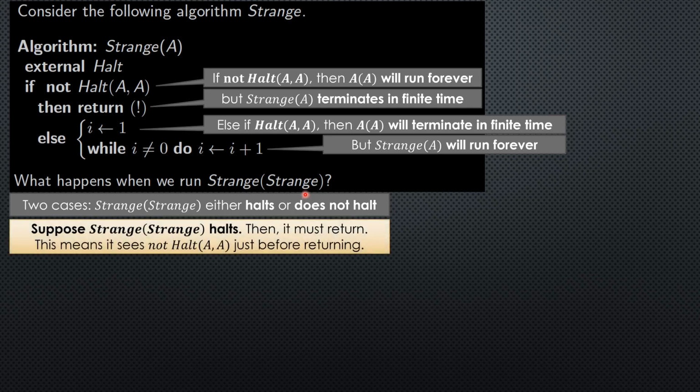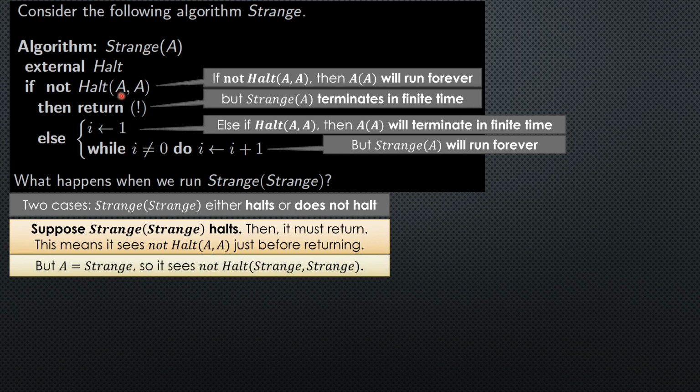Suppose it halts. Well then, what do we know if strange of strange halts? Looking at the code, it has to return here. In what case does it return? Well, it had to see not halt a of a. So halt a of a is false. Well, what's a? We're not running strange of a, we're running strange of strange. A is strange. So it sees halt strange of strange is false. It sees not halt strange of strange.